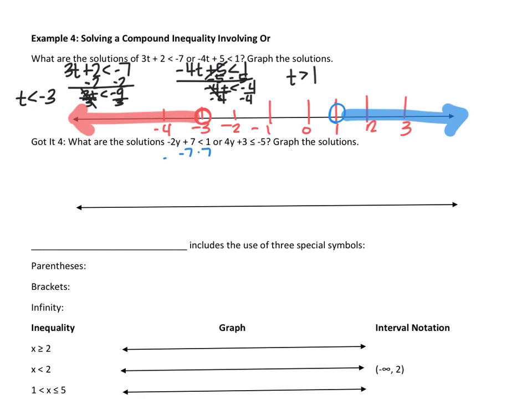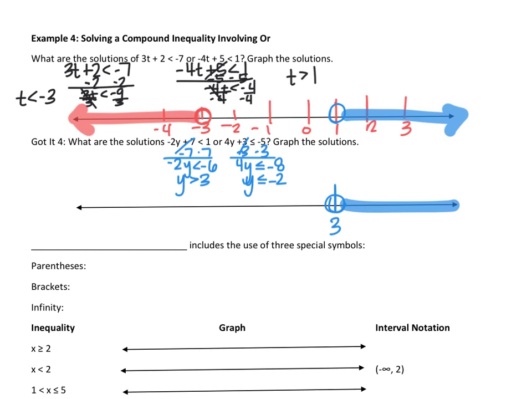Okay, you're going to subtract 7, and you get negative 2y less than negative 6. Divide both sides by negative 2, so your answer should be y is greater than positive 3. Then you're going to subtract 3 from both sides, and you get 4y less than or equal to negative 8. Divide by positive 4, and you get y is less than or equal to negative 2. So I'm going to put an open circle on 3 and shade to the right. Then I'm going to put a closed circle on negative 2 and shade to the left.